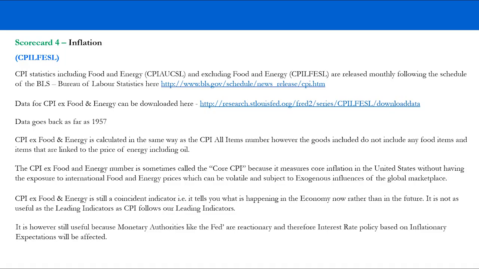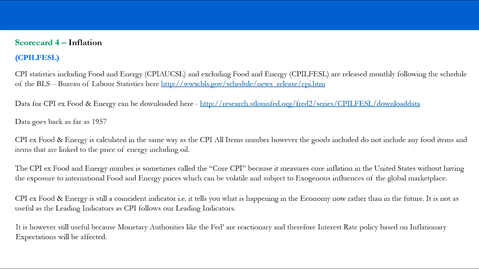However, we have to remember that even the CPI ex food and energy is still a coincident indicator. It tells us what's happening in the economy now rather than in the future. So it's not as useful as the leading indicators, because the CPI follows the leading indicators.